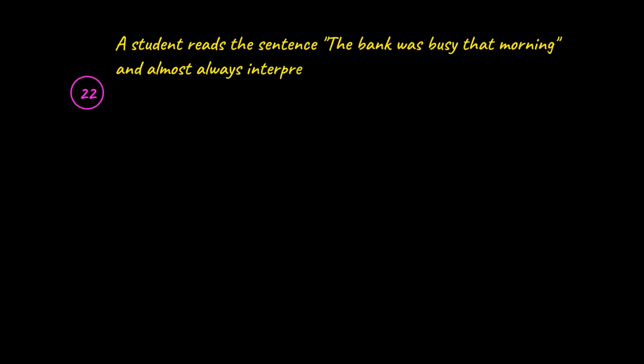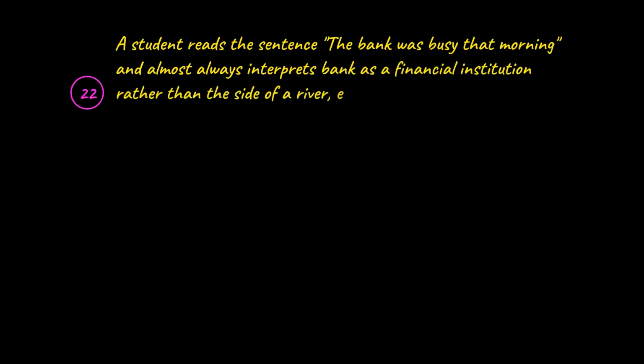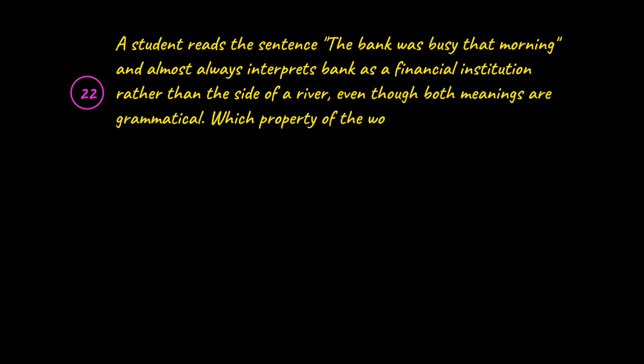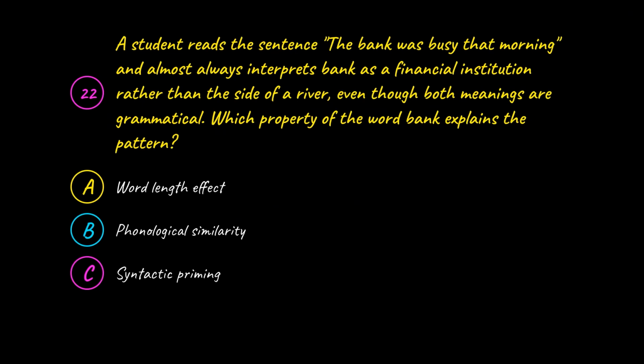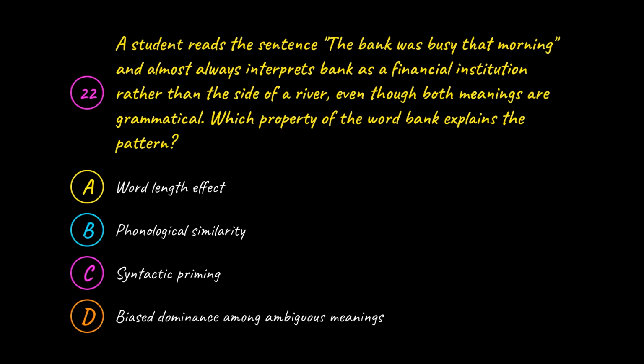Question 22. A student reads the sentence, "The bank was busy that morning," and almost always interprets bank as a financial institution rather than the side of a river, even though both meanings are grammatical. Which property of the word bank explains the pattern? Your options are A. Word length effects, B. Phonological similarity, C. Syntactic priming, D. Biased dominance among ambiguous meanings. Which would you go with? Lock it in before the reveal.